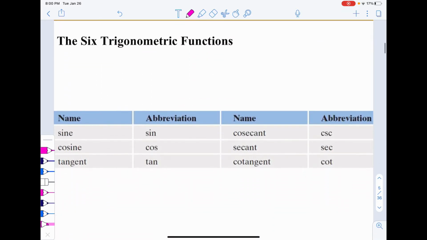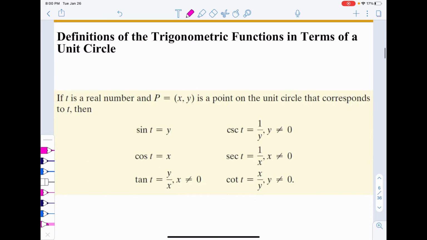The 6 trigonometric functions: we have our sine, our cosine, and our tangent, and our abbreviations for those. Our cosecant, our secant, and our cotangent. Again, this should be some review stuff, not the first time we've seen these 6 trigonometric functions and their names. Some definitions of the trigonometric functions in terms of a unit circle.